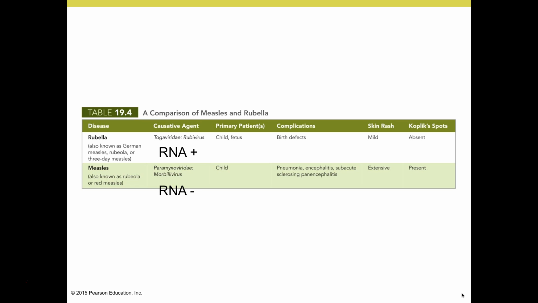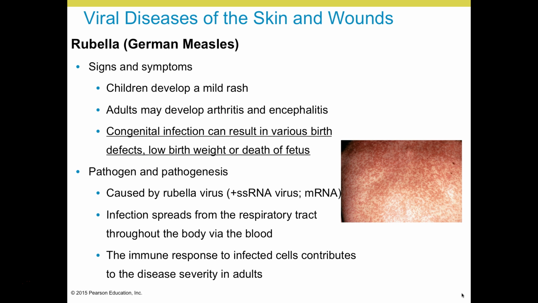Okay, now we're looking at a comparison of measles versus rubella. The rubella virus happens to be a positive-sense RNA virus. Your measles, which is also known as rubeola, is a negative-sense RNA strain. Rubella is known as your German measles, and measles is known as rubeola.